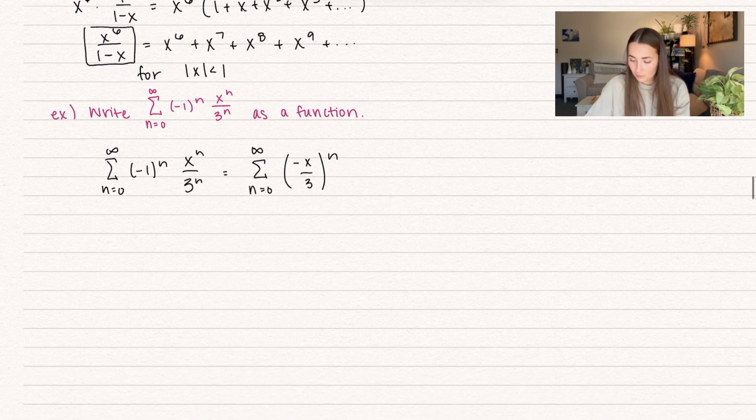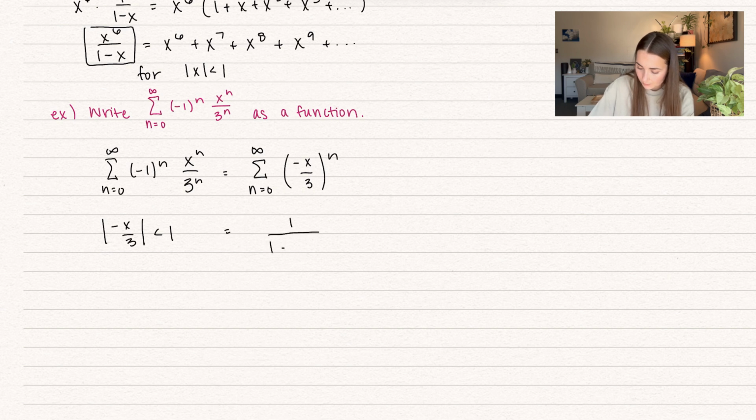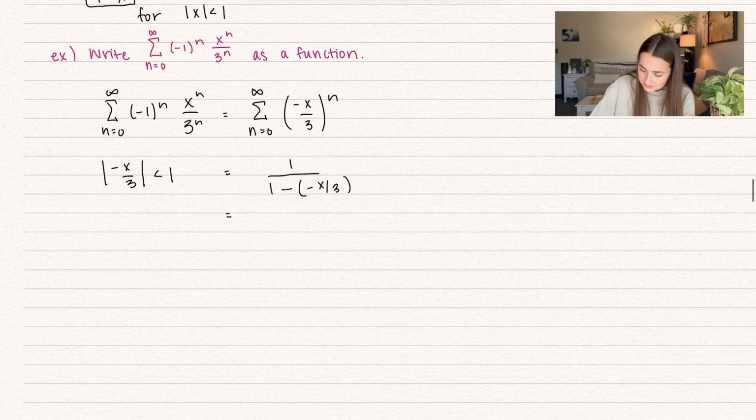And remember what we have. This is like our little function here. We have -x divided by 3 is our function. That's going to be our common ratio, so we know it needs to be less than 1. And this is going to be equal to 1 over 1 minus, and plug it in, -x divided by 3. So this is equal to 1 over 1 plus x over 3. And if you wanted to, you can multiply the numerator and the denominator by 3. So we get 3 over 3 plus x. So this right here is our function.